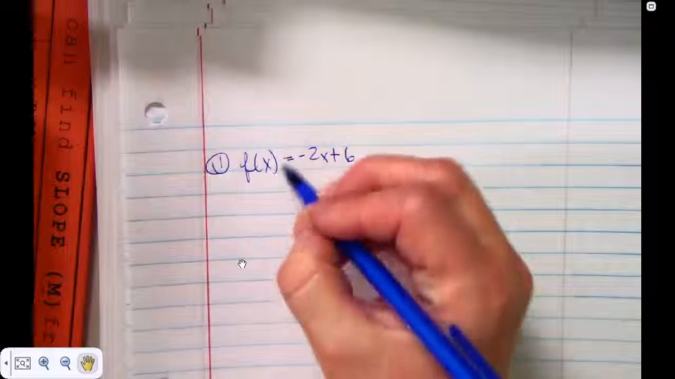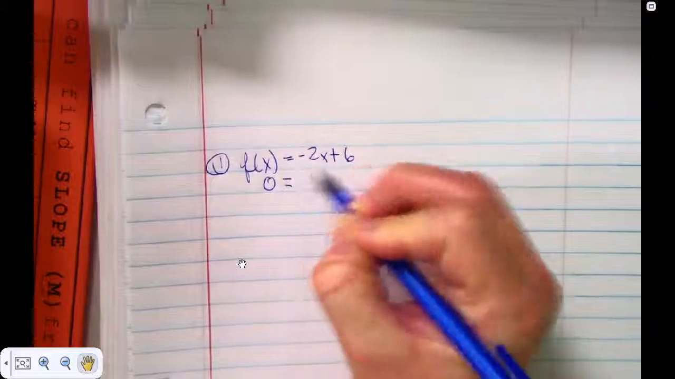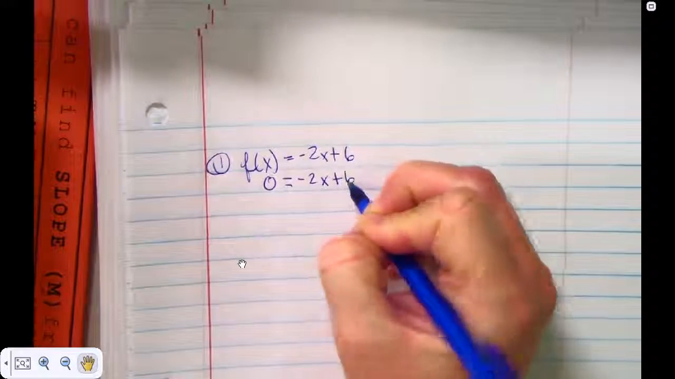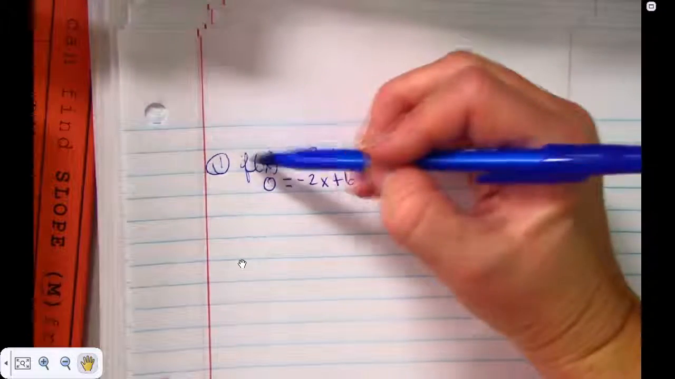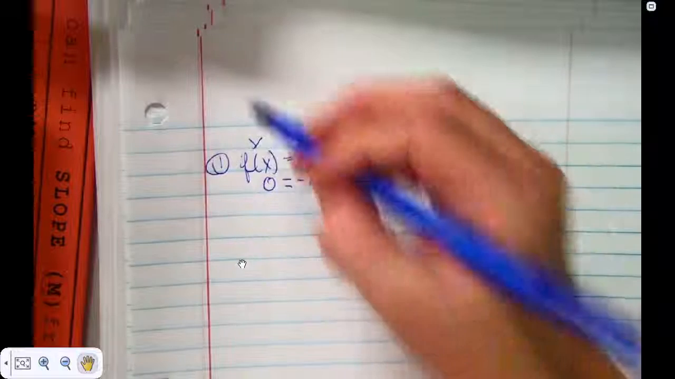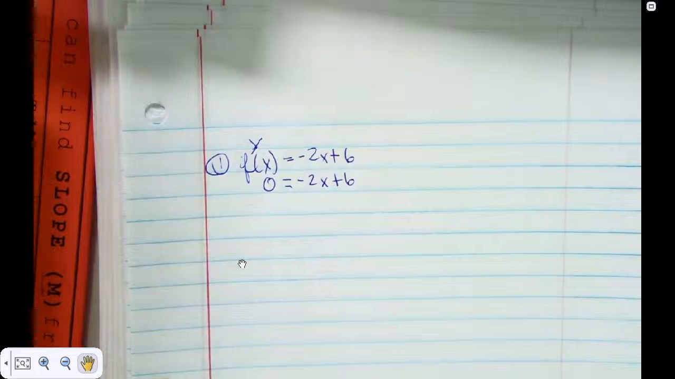So all we're going to do is put 0 in that equation. Remember, f of x is another way to write y. So that's all we're doing, and we're solving for x. Go, solve for x. After all the hard ones I've given you, that should be simple.